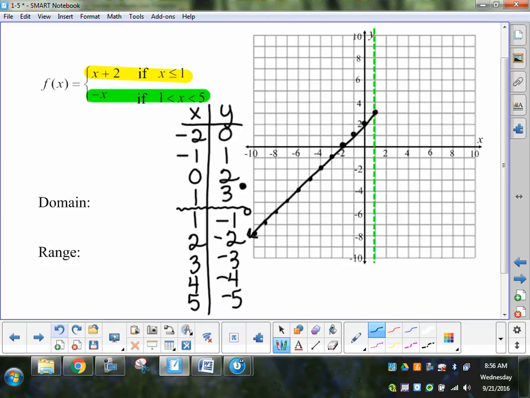Next one up, I've got 1, -1. So I'm going to go to point 1, -1, which is down here. And I'm going to put an open circle there. And then I've got 2, -2, and so on. So I drop these down. Again, I've got enough information that I continue this graph forever.